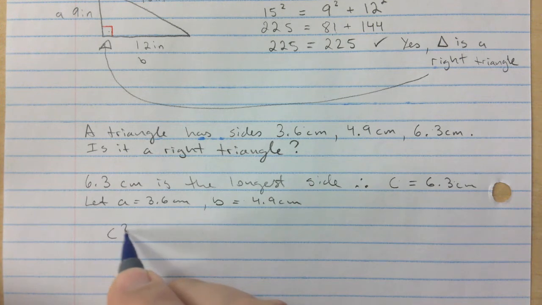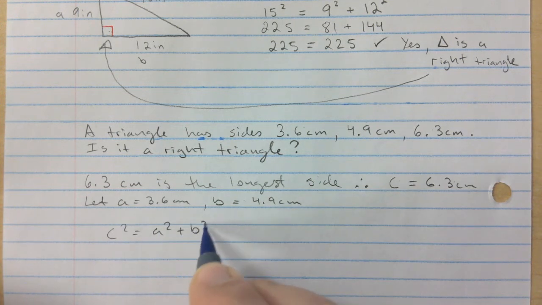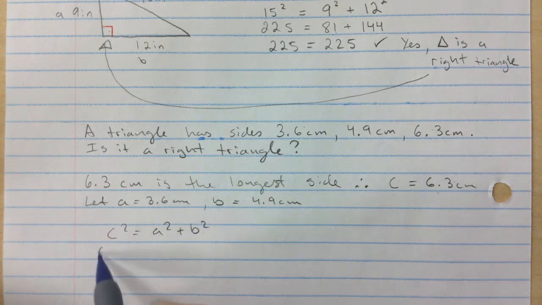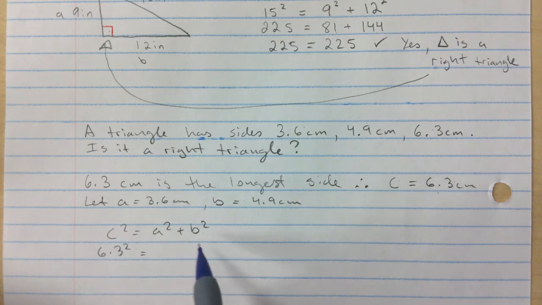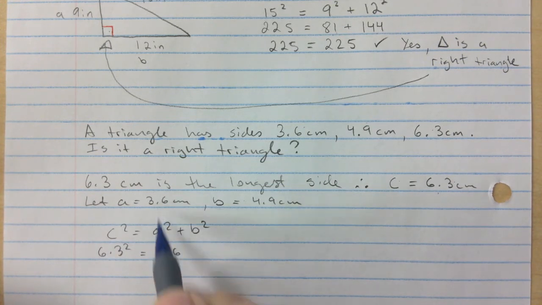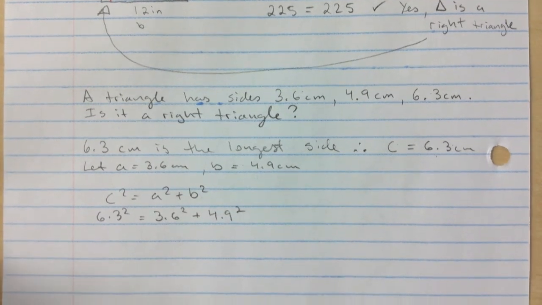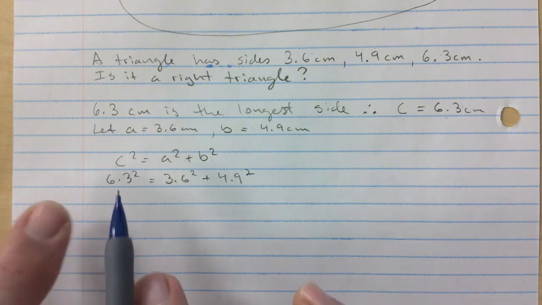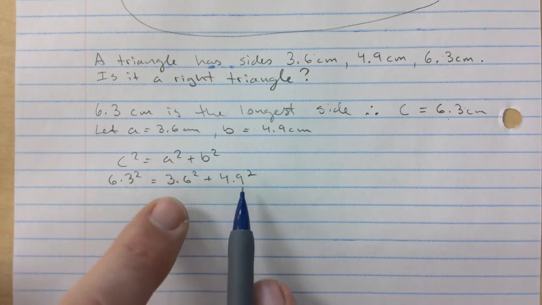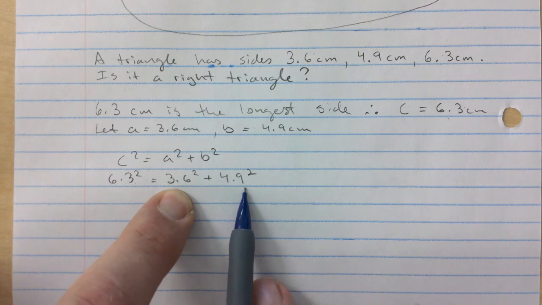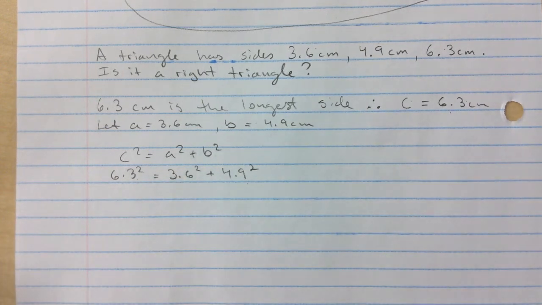So we use this again. C squared is equal to A squared plus B squared. So you're putting the 6.3 in here, you square that. You put the 3.6 in for A, you square that. You put the 4.9 in for B, you square that. And they have to be exactly the same, both sides. This is the left-hand side of the equal sign. This is the right-hand side of the equal sign. Both numbers have to be exactly the same. And it's only then when you know it's a right triangle.